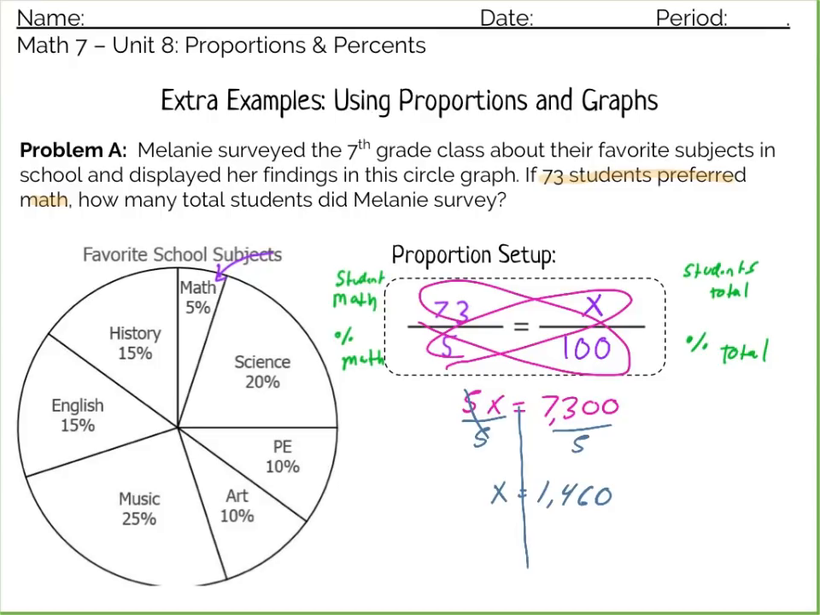However, this is a word problem at this point, so we need a word answer. We're not talking about percentages. We're trying to figure out the total number of students. So this is going to be 1,460 students, and that is our final answer. Now let's go ahead and take a look at problem B.